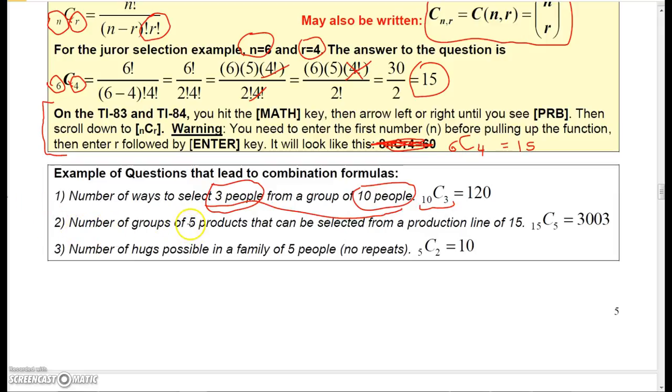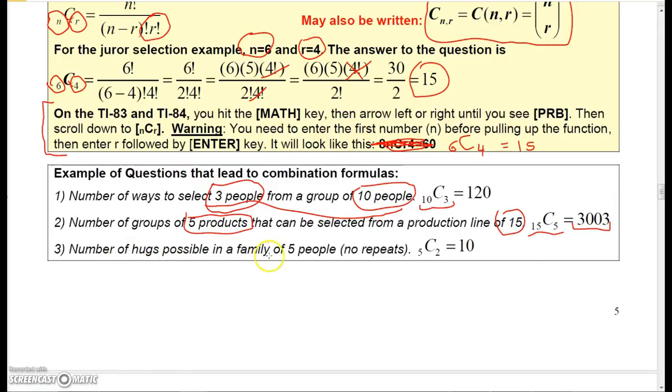Now another example would be, suppose you had to choose a sample of 5 products from a group of 15 on an assembly line. If you want to know how many 5 product samples you could choose, then the order doesn't matter. You just want to know how many 5 product subsets there are. So you could do 15C5, and that will come out to 3003.